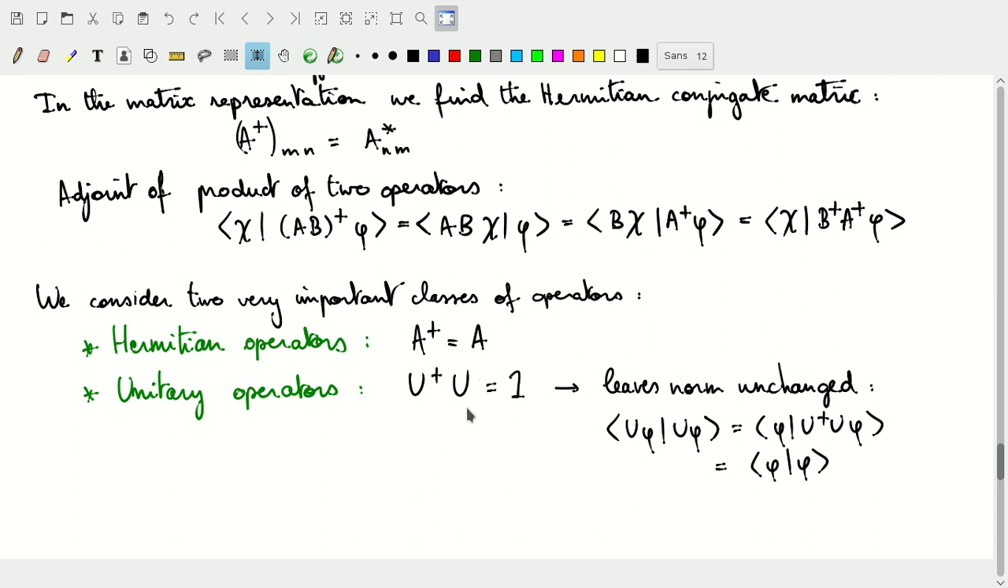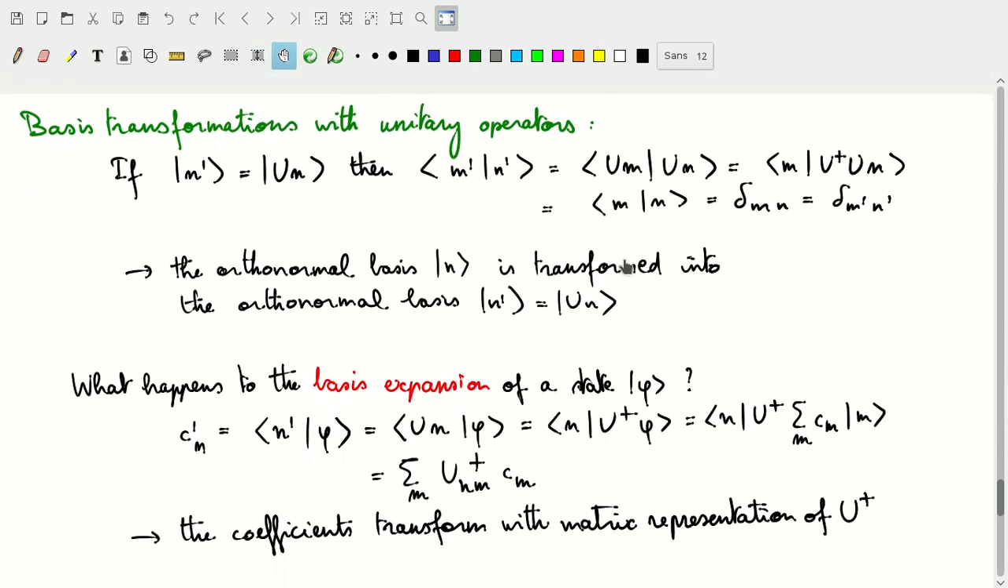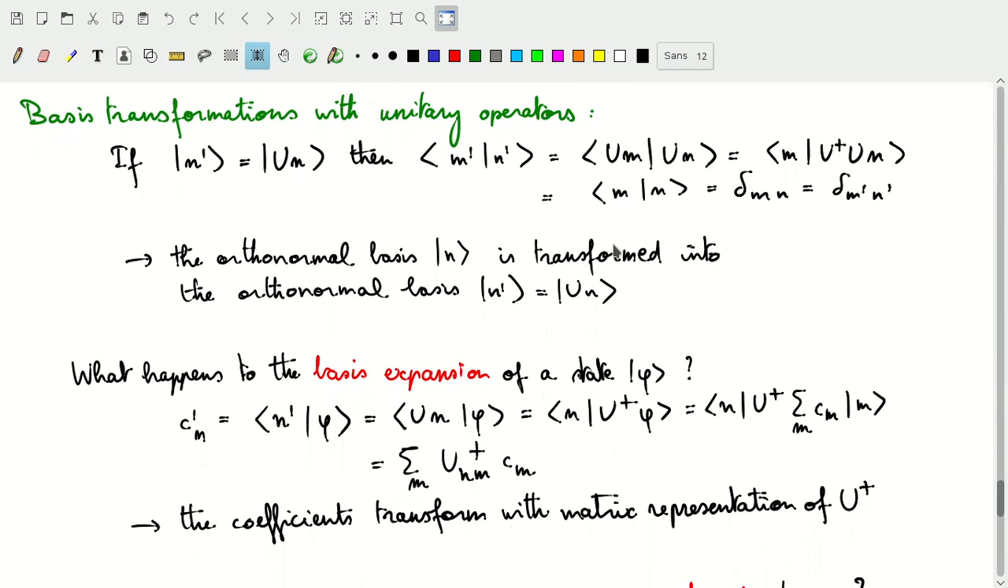These unitary operators are in particular important because they leave the norm unchanged, and that's something you can see easily if you just calculate the norm of the state vector u phi. By moving u to the other side, you immediately get u adjoint times u, which is by definition equal to 1, so we get the original norm again. So unitary operators don't change the norm. Hermitian operators, that's where the adjoint is the same as the original operator. Now let's look a little bit closer at these unitary operators.